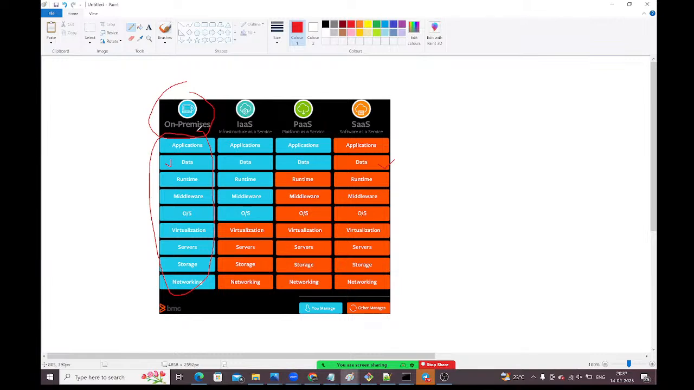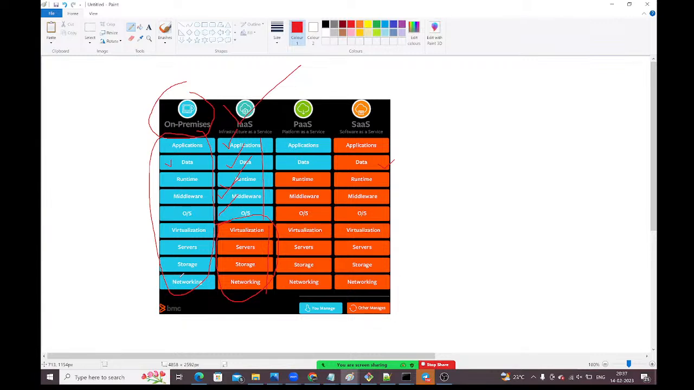But if I go with IaaS, see guys, the application you need to take care, data you need to take care, runtime you need to take care, middlewares you need to take care, operating system you need to take care. Virtualization, servers, storage, and networking will be taken care by the cloud providers. In IaaS, first 5 you need to take care, last 4 will be taken care by cloud providers. But in on premises, you need to take care of everything.